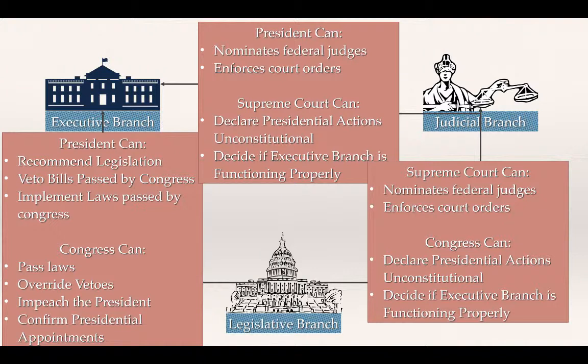For instance, the Supreme Court can declare presidential actions unconstitutional, meaning they go against our Constitution. The judicial branch can also decide if the executive branch is functioning properly and legally, and they get to make those decisions. Now, Congress can pass laws, something the president can't do. The president makes 0 laws. The president only signs laws.